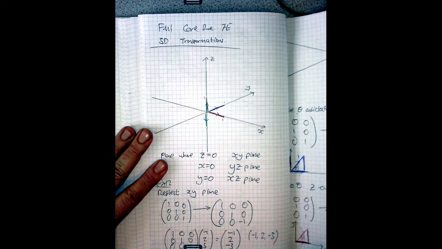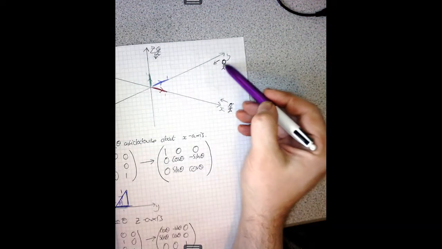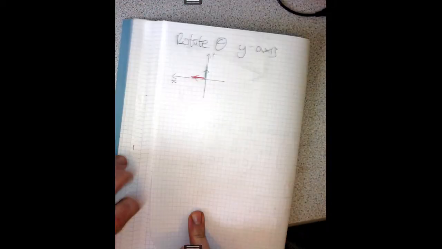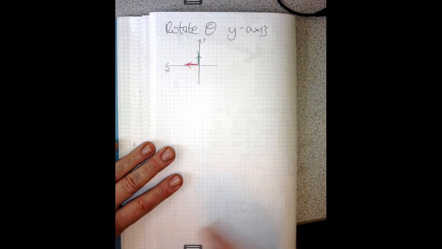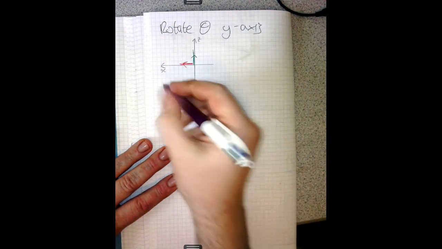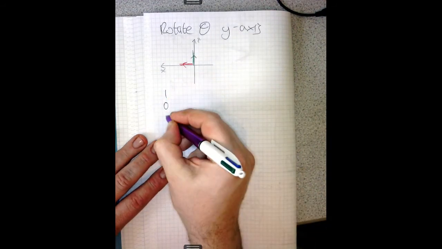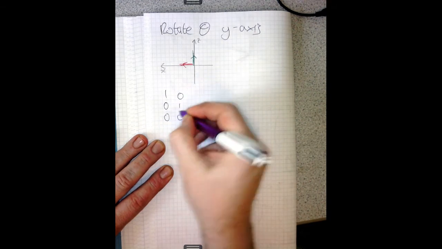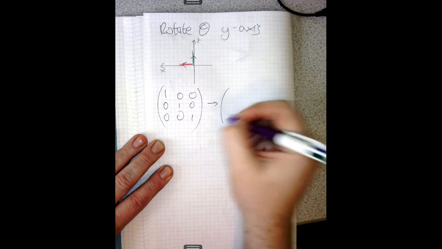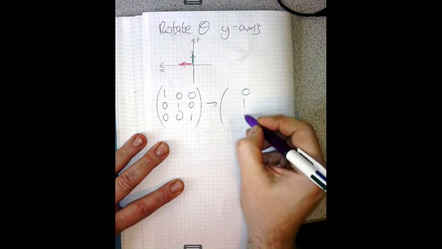And let's think about the other vector. Well, I rotate it theta. The x component is positive because the positive direction is the opposite now. So that's positive sine theta. And the z component is cos theta.